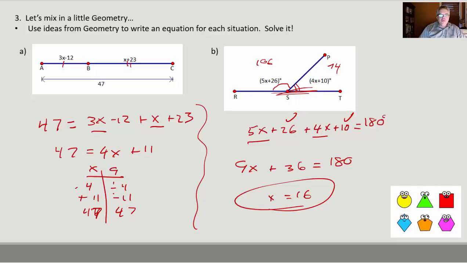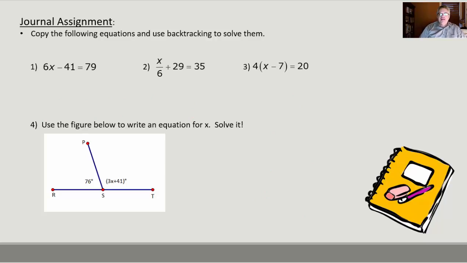All right, time for the moment you've been waiting for. Here it is, your journal assignment. So copy these 3 equations down and solve them. Hopefully you can use backtracking to do it, but if you want to do it a different way, that's fine. And here's one from geometry, very similar to what we did. So remember, these 2 angles form a straight angle. So those 2 angles have to add up to 180. Okay, so write an equation, solve it, see you in class.